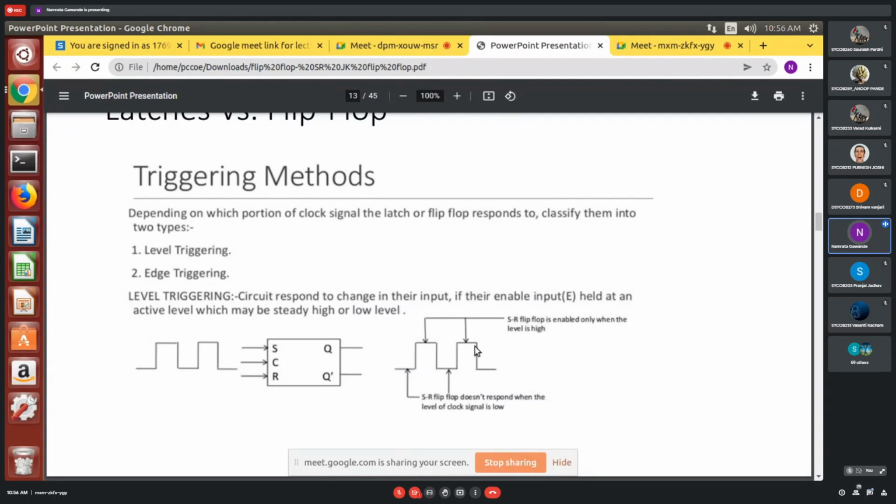Likewise, then only the flip-flop will respond. When the clock is 1, then only the flip-flop will respond, right? So SR flip-flop is enabled only when the level is high. Here you can see this means 1, means if it is high. This means what? This means low. Okay, so this is the level triggering.